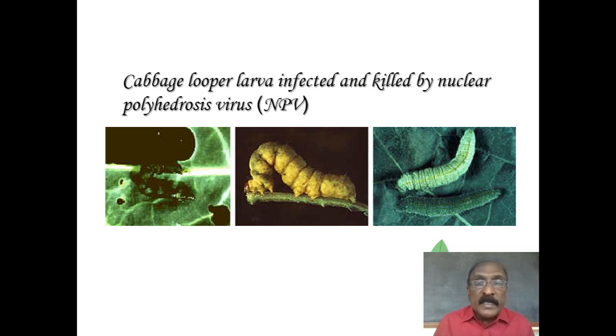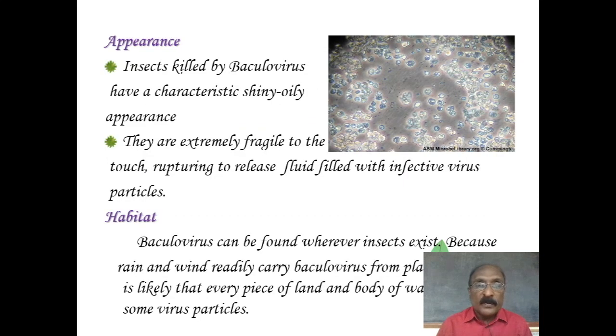Here you can see the picture of cabbage looper larvae infected and killed by nuclear polyhedrosis viruses. You can see the live worm, and you can see the infected worm killed by the nuclear polyhedrosis viruses. Appearance of the nuclear polyhedrosis viruses.